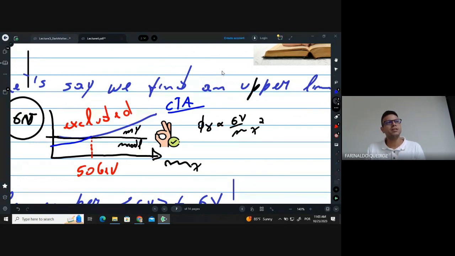This does not mean that you excluded all dark matter models for masses below 50 GeV. You see the difference? You exclude sigma V below 50 GeV. It does not mean that all dark matter models with masses below 50 GeV are excluded, because in many of them, I can tune my model for the resonance to occur right there. Okay?